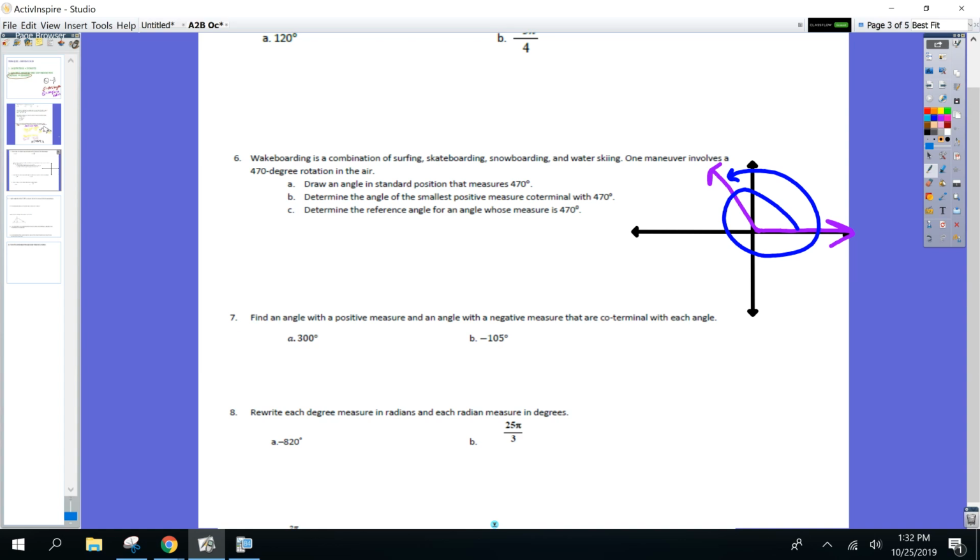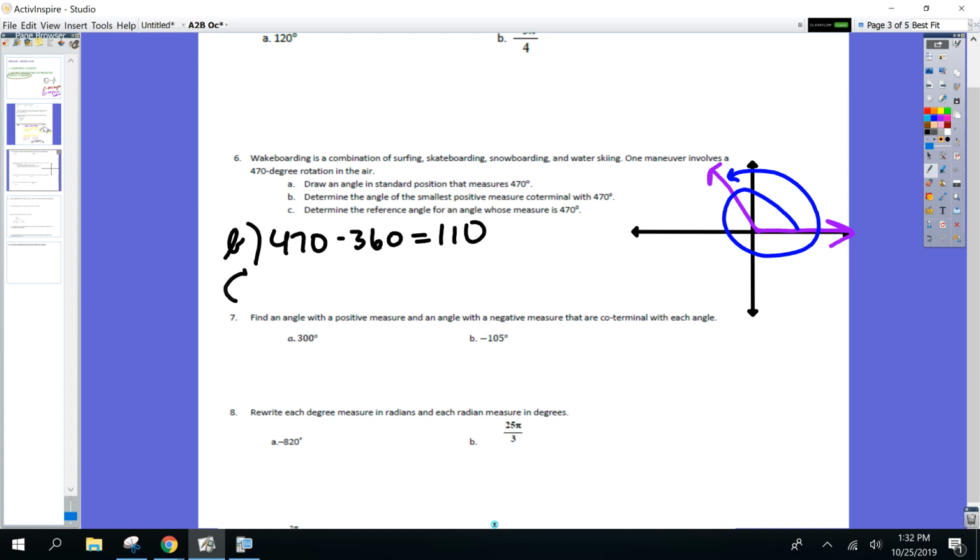I think we already solved B in our discussions, didn't we? Determine an angle with the smallest positive measure. What did we have to do for that? Yep, 470 minus 360 was 110. Is that the smallest? Yeah, because if I go again, it's going to be negative.